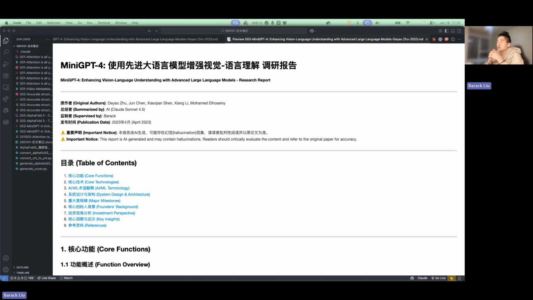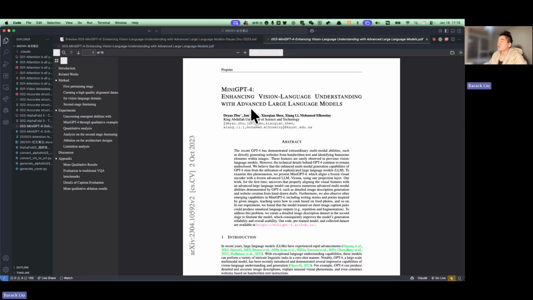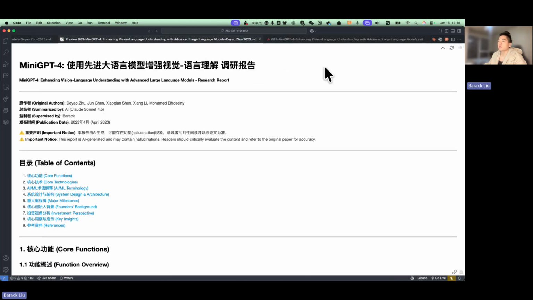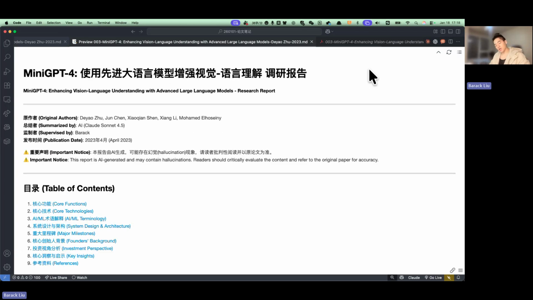Through the paper I want to read is called Mini GPT-4, Enhancing Vision Language Understanding with Advanced Large Language Model. Okay, so before I read this paper, I want to use this report to help me understand the basic idea of this paper. When I read by sentences, it will be easier for me to understand. Let's start.